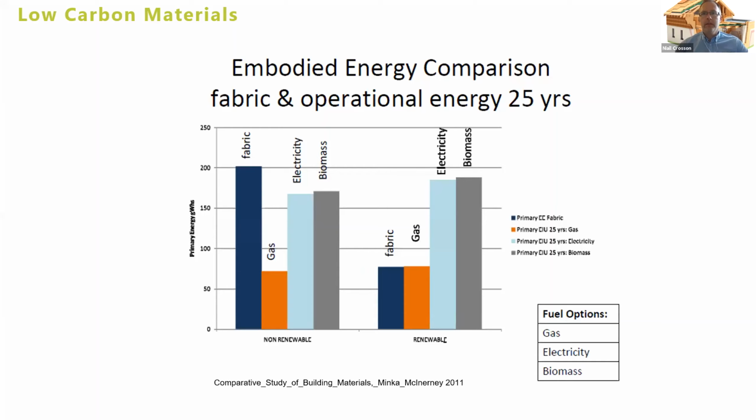And what Minka studied were two passive houses. The one on the left here is a non-renewable passive house built with masonry or high embodied carbon materials, whereas the building on the right is a timber frame building using much lower embodied carbon materials. And both buildings have pretty much the same operational energy.